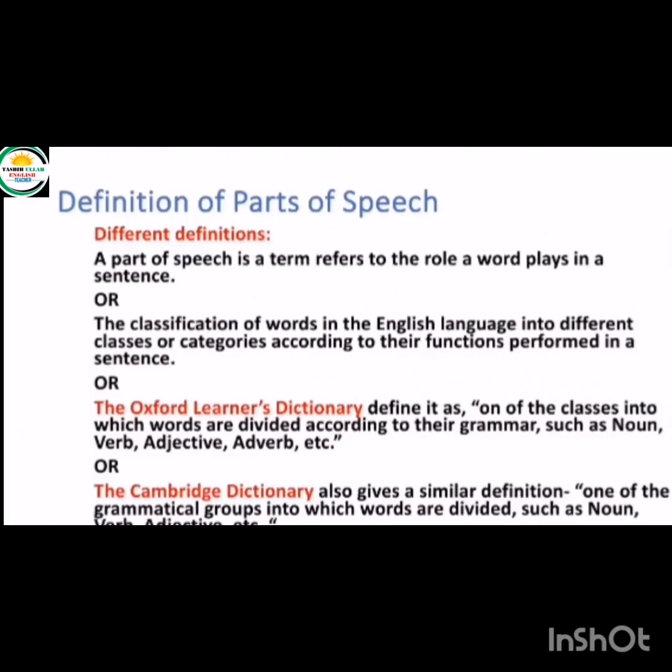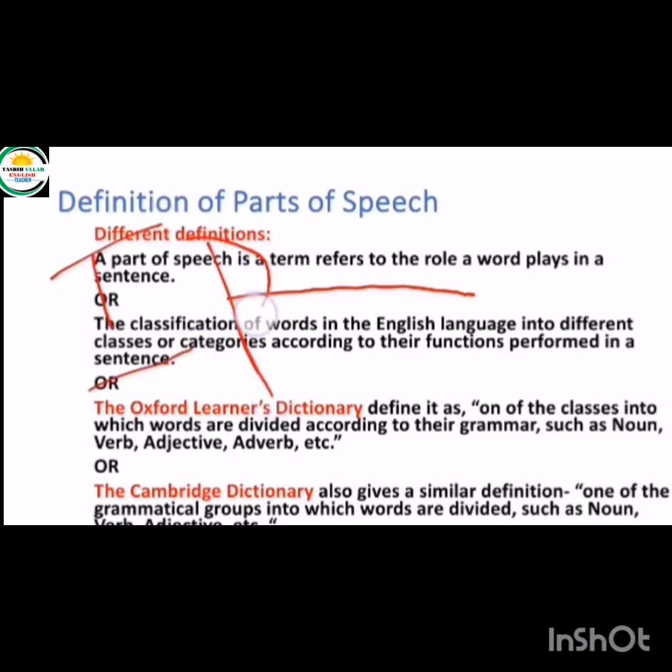First of all, I'm going to provide some definitions of parts of speech. The first definition is that it is a term that refers to the role or place of a word in a sentence. As you know, each and every word in a sentence has a distinct job to play. Okay, look at the example.